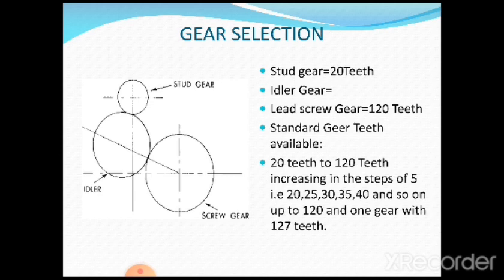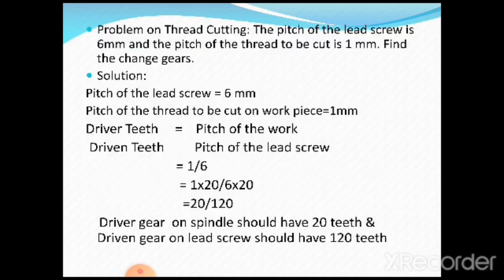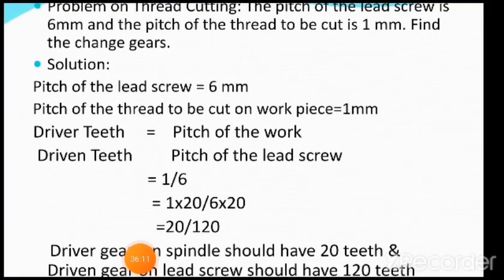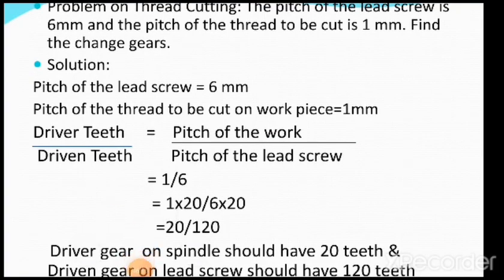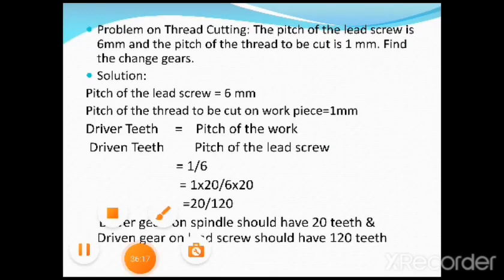A 127-teeth gear is also given as an extra, in order to balance whenever we want to cut threads in terms of inches. So that is also provided. In order to get the required number of teeth of the gear to be selected, we have multiplied here by 20, as you are going to see here.